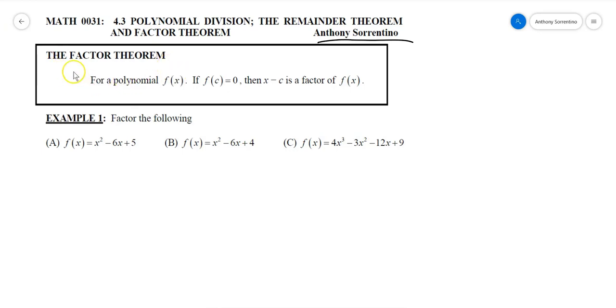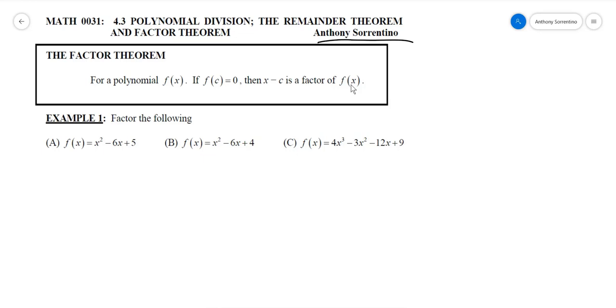And one of the things we can make use of for this is the factor theorem. What the factor theorem allows us to do is, if we're able to identify the zero of a polynomial, then knowing a zero helps us know what a factor is, and vice versa. Because for a polynomial f of x, if f of c is 0, then x minus c is a factor of f of x. So if I'm able to use some technique to determine the zeros of a polynomial, I then know what the factor is.